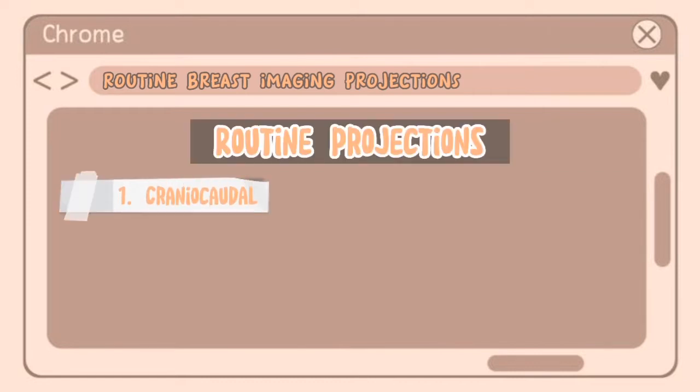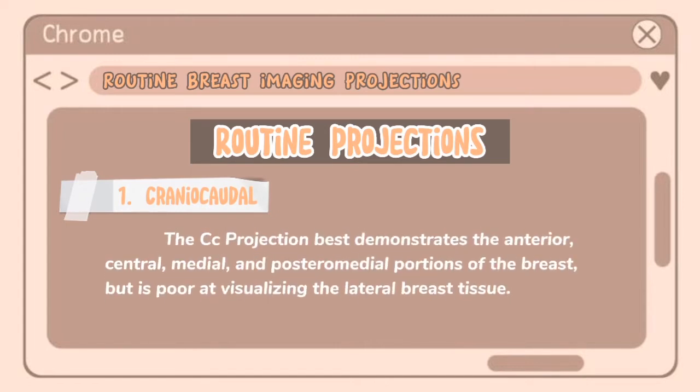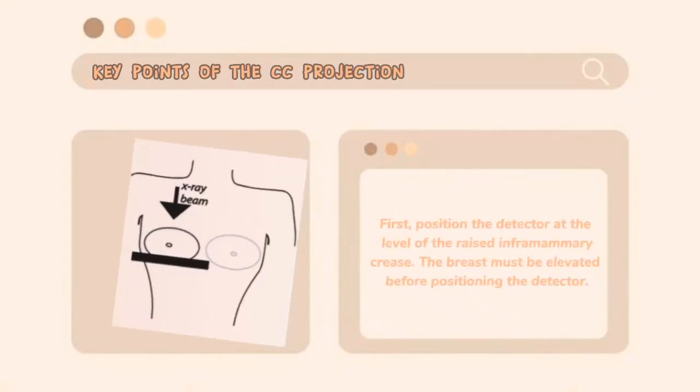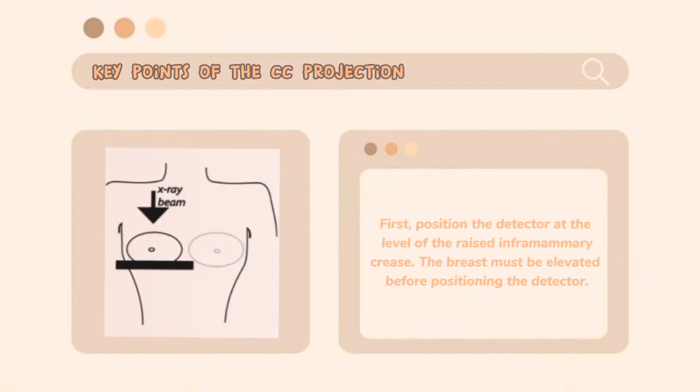1. Craniocaudal. The CC projection best demonstrates the anterior, central, medial, and posteromedial portions of the breast, but is poor at visualizing the lateral breast tissue. Key points of the CC projection. First, position the detector at the level of the raised inframammary crease. The breast must be elevated before positioning the detector.